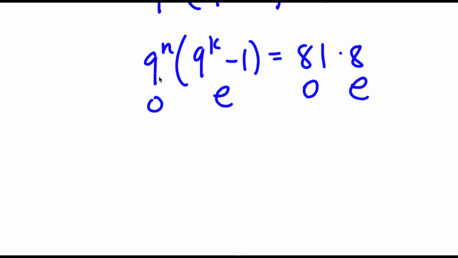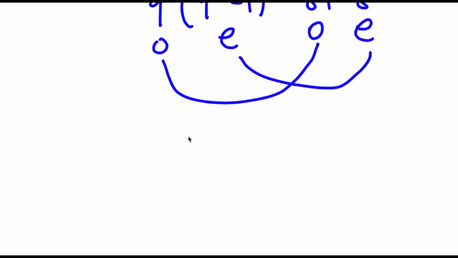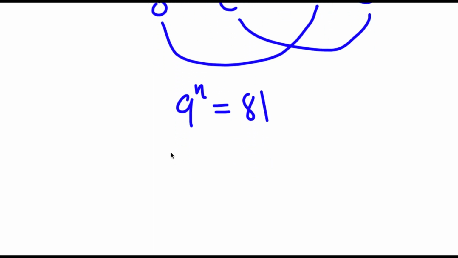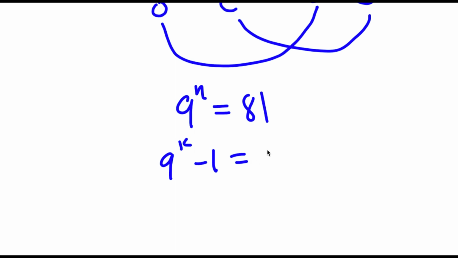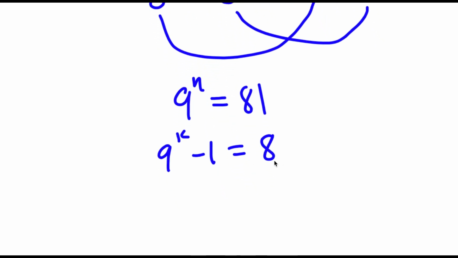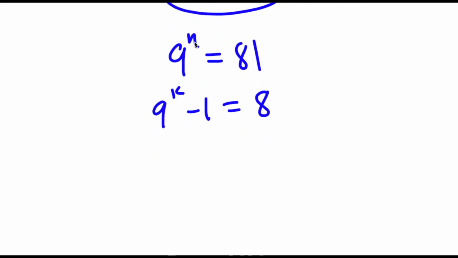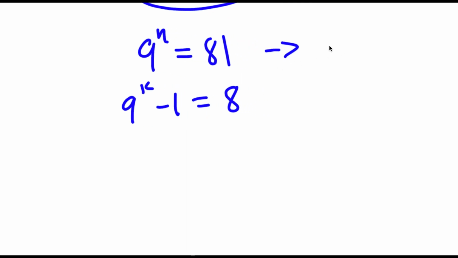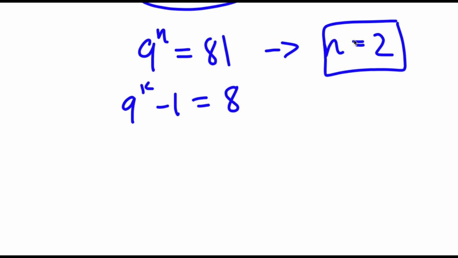And notice how we have a number times another number is equal to another number times another number. And it's an odd number times an even number is equal to an odd number times an even number. Meaning we can set the odd numbers equal to each other and the even numbers equal to each other. So now I have 9 to the power of n is equal to 81, and I have 9 to the power of k minus 1 is equal to 8. So for 9 to the power of n equals 81, n is obviously equal to 2 because 9 to the power of 2 is equal to 81.